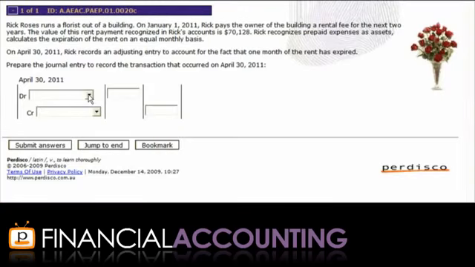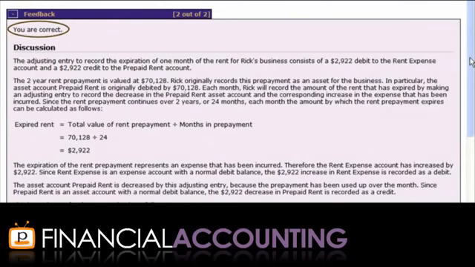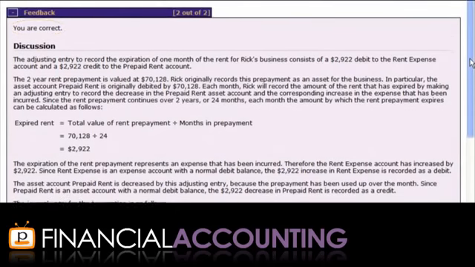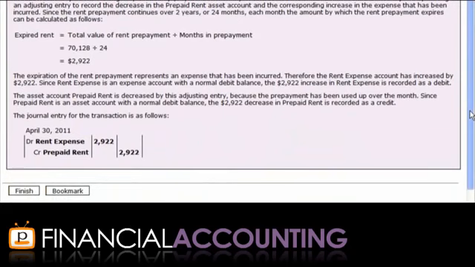In this example, a florist pays $70,128 rent in advance for the next 2 years. This prepaid expense was originally recognised as an asset. After 1 month, the adjusting entry to record that 1 month's rent has expired is recorded by selecting a debit to rent expense for $2,922 and a credit to prepaid rent for the same amount. We can submit that, and now we get personalised feedback for our answers and an explanation for the question.